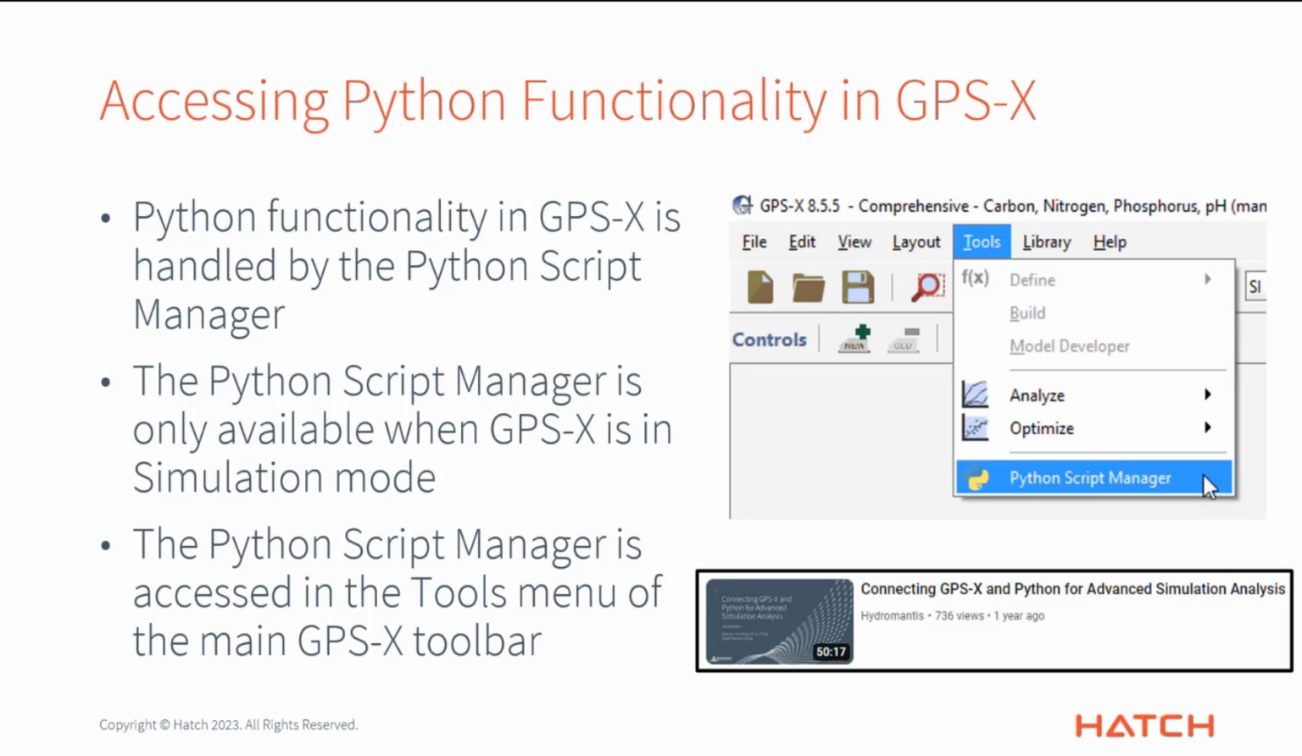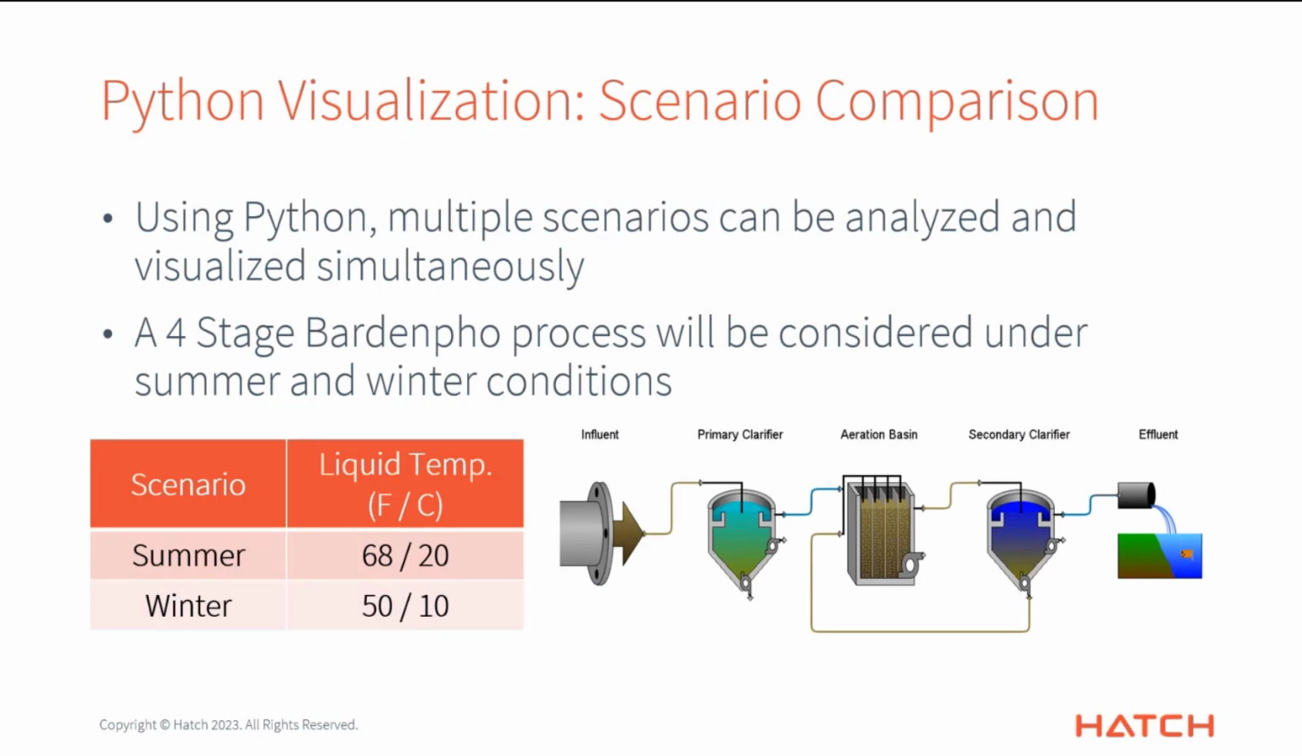If you want more details on the Python Script Manager or more on how we can use Python for more advanced simulation analysis, we did do a webinar on this about a year ago, and I highly recommend you go back and watch that for a little bit more detail on those topics. But for now, we're going to be focusing on a visualization example, and particularly, we're going to look at how you can compare two different scenarios in GPSX using Python. So we're going to be using Python to switch between two scenarios automatically and analyze the performance of our plant.